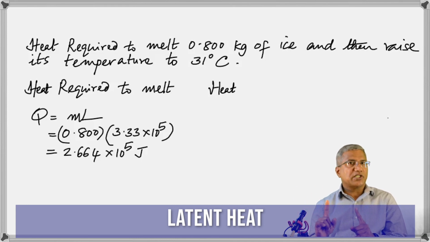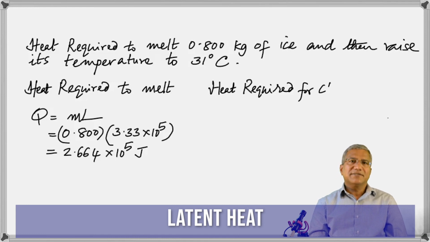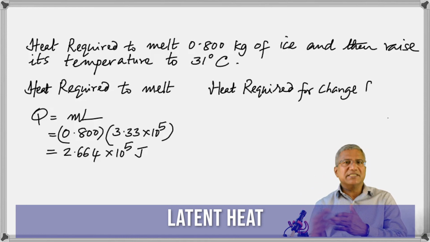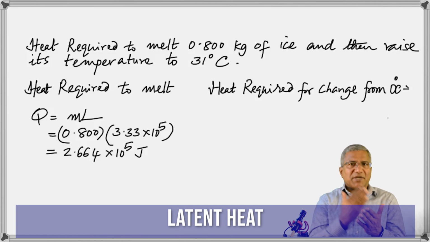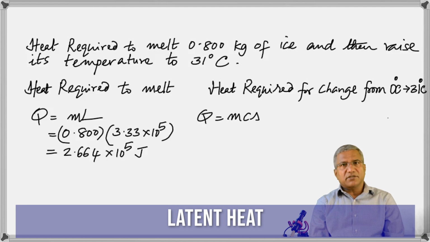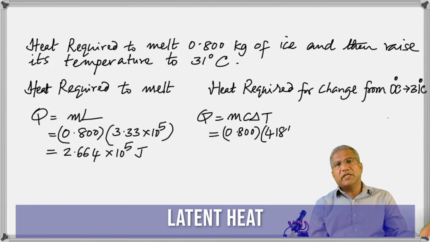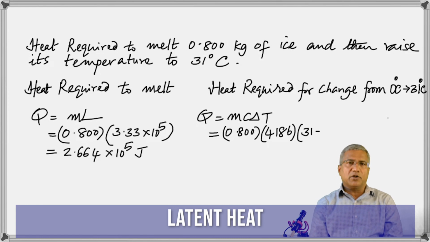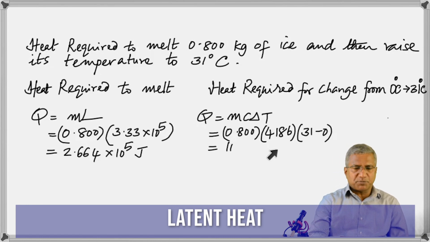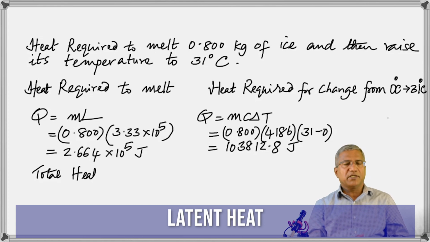So that's heating. It's not a change of phase. So you use MC delta T. Is that clear? When you heat it, MC delta T. When there is a change of phase, it is mass times latent heat. So heat required, MC delta T, the mass is going to be the same, 0.800, because if you melt 0.8 kilogram of ice, you're going to get 0.8 kilogram of water, obviously. And that's the specific heat of water, 4,186, times 31 minus 0. You know where the 0 came from, right?